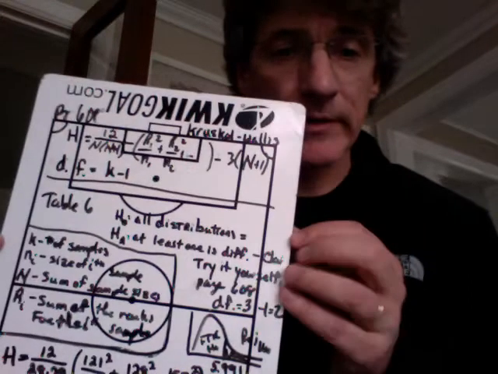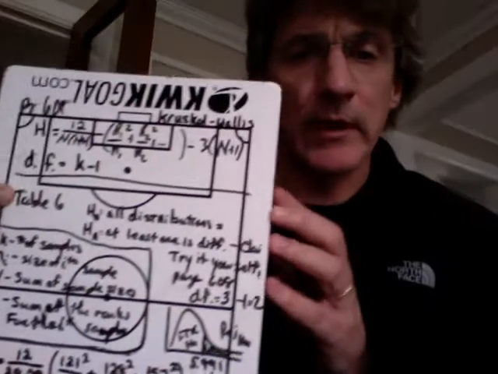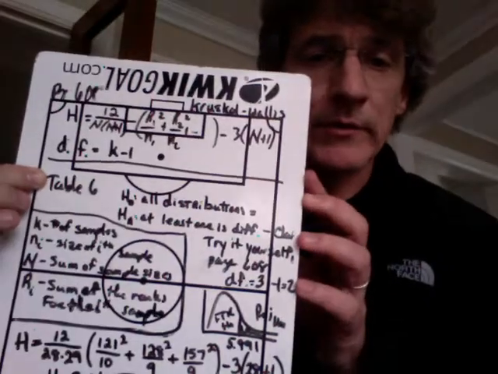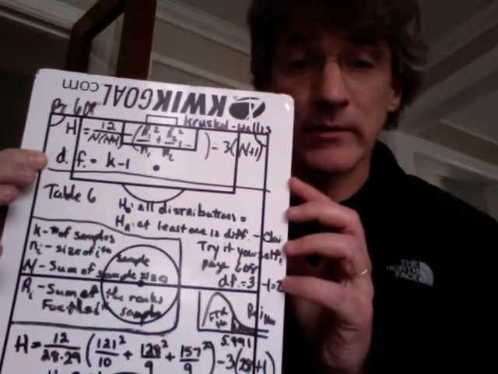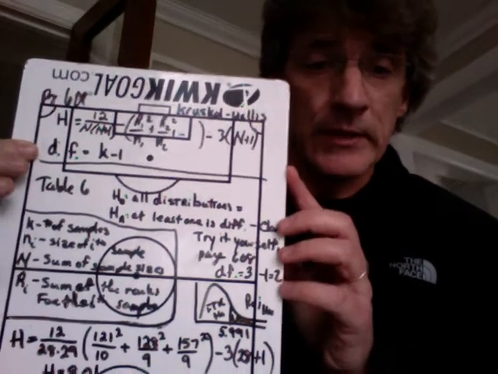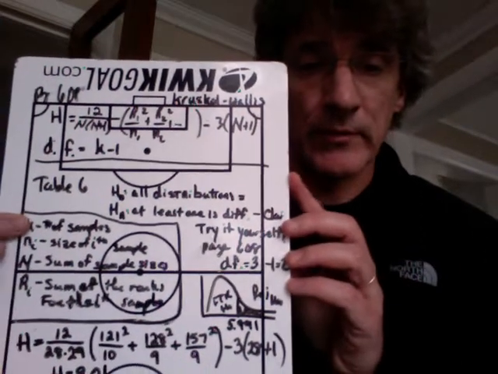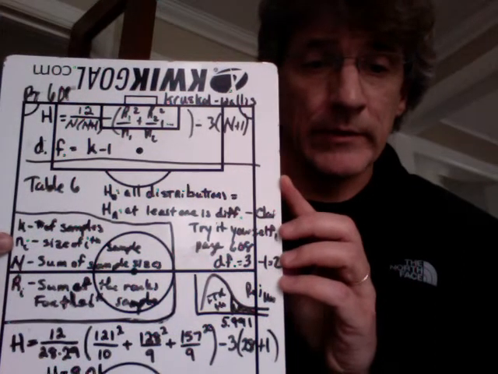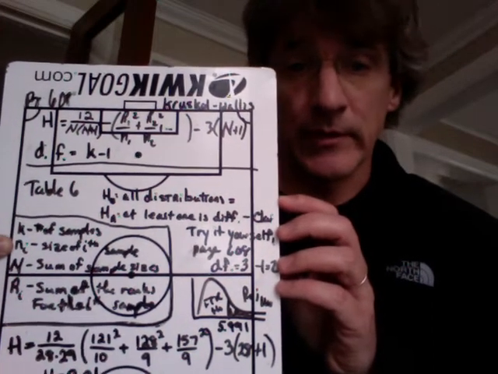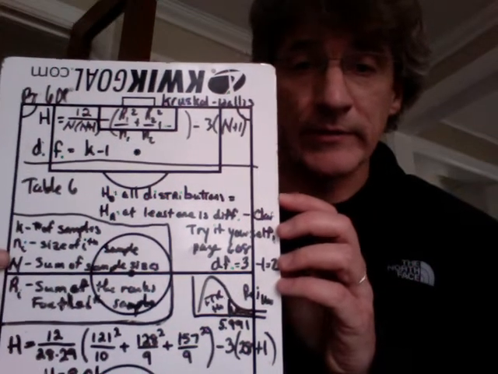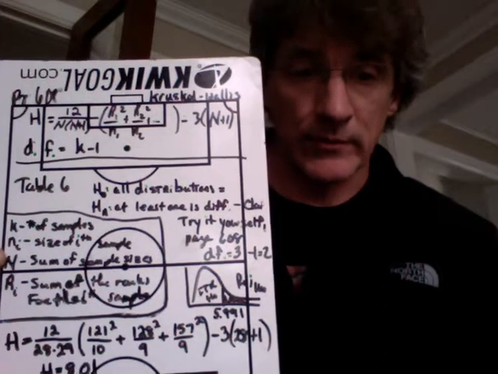We compare our test statistic to Table 6, a chi-squared distribution, and we use the degrees of freedom, k minus 1, where k is the number of categories that you're looking at. So real quick, k is your number of samples, number of categories. N sub i is the size of the ith sample, how many items there are in that sample. Big N is the sum of all of the samples, so N1 plus N2 plus N3 and so forth.